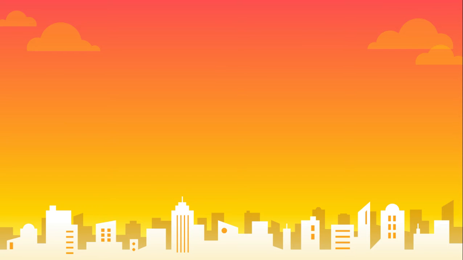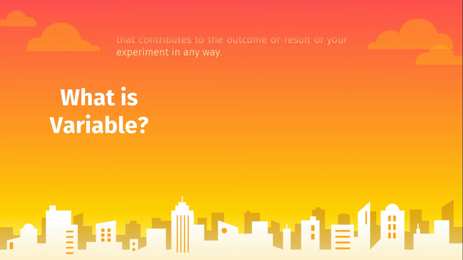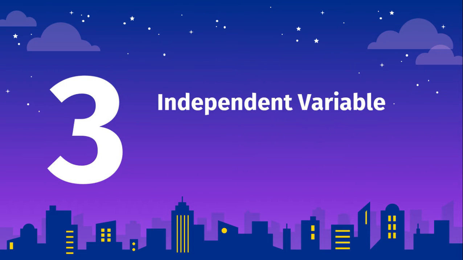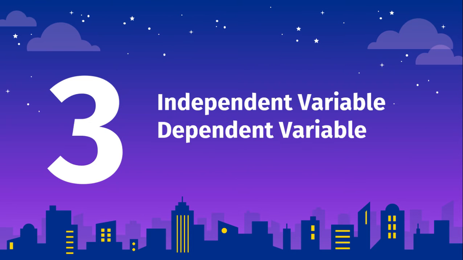Talking about variables, the first thing that we should know is the variable itself. So what is variable? Variable is any quantity that you are able to measure in some way. This could be temperature, height, age, etc. A variable is anything that contributes to the outcome or result of your experiment in any way. In an experiment, there are multiple kinds of variables, but today I'm going to tell you three of them. They are independent variable, dependent variables, and control variables.